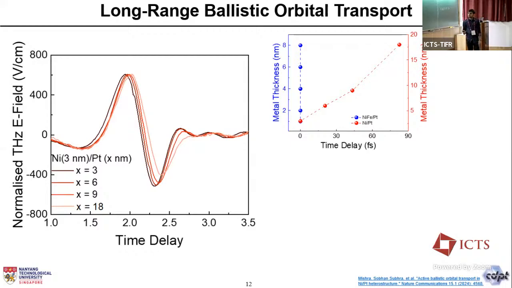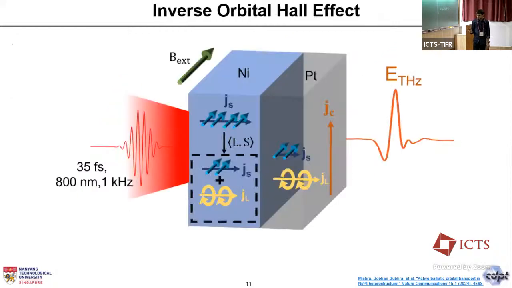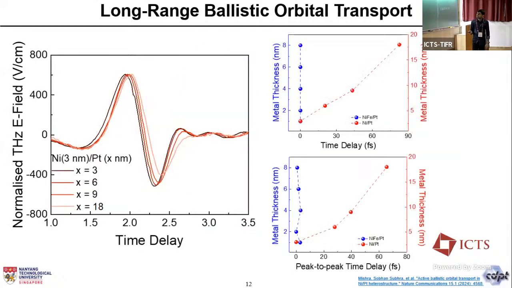There is one more observation that we had: the pulse width of the emitted terahertz pulse is increasing as we are increasing the platinum thickness, which is observed here. And that is pretty obvious because the orbital transport is long range, so we will have higher angular dispersion of this orbital current. Some orbital current will go straight and reach the interface earlier. Some will go at an angle and reach the interface later. And that's why there will be a broadening of the emitted pulse.